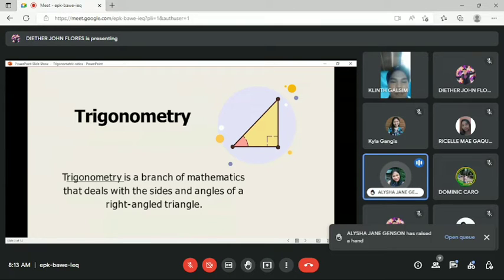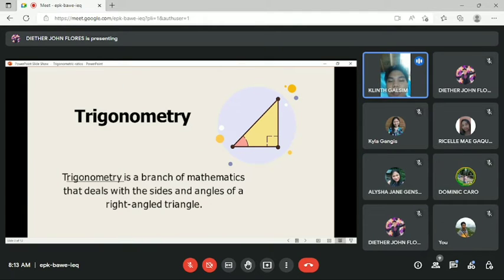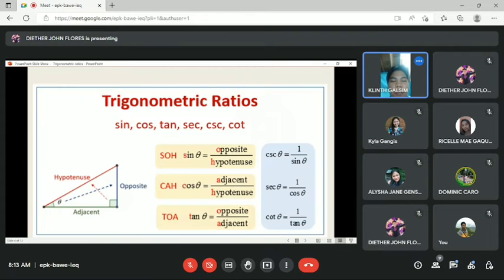So in geometry, or specifically in trigonometry, it is a branch of mathematics that deals with the sides and angles of a right-angled triangle. So therefore, trigonometric ratios are evaluated with respect to sides and angles. In solving trigonometric ratios, we use the mnemonics SOHCAHTOA and the Chu-Shakao, which is sine is equal to opposite over hypotenuse, cosine is equal to adjacent over hypotenuse, tangent is equal to opposite over adjacent, and the cosecant is hypotenuse over opposite.